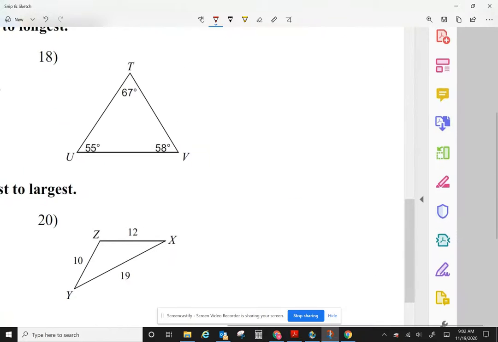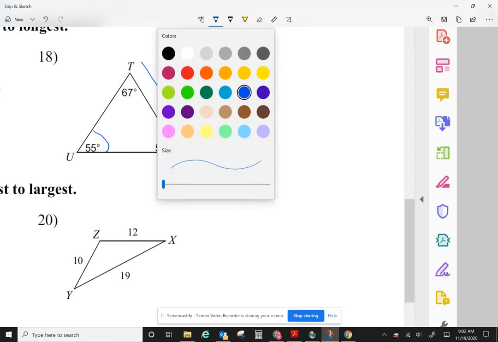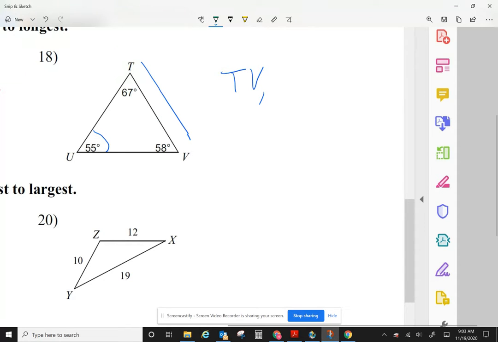Okay, so let's take a look at number 18. The smallest angle is 55. Right? I can compare my numbers. That means the smallest side is the side TV or VT, right? However you guys want to order those two letters. For the medium angle, after 55, I will go to 58. That means the medium side is the side UT. The biggest angle is 67. That means the biggest side is UV.